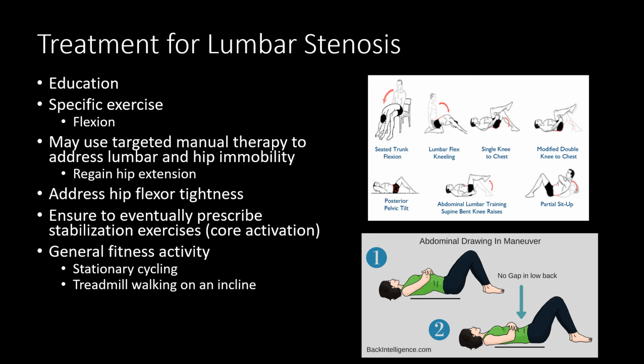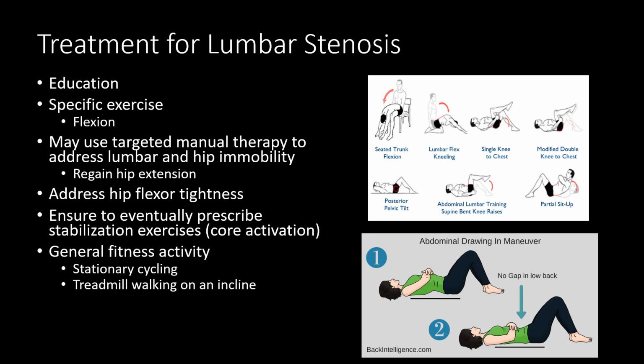And then with respect to general fitness, we want to improve that as well. And so stationary cycling is something that usually works quite well for these individuals because we can get them to do that early on. And then treadmill walking on an incline is another activity that we can get these folks involved with. Pool, I don't have that on the slide, but a pool type program, aquatic therapy, would be helpful as well.